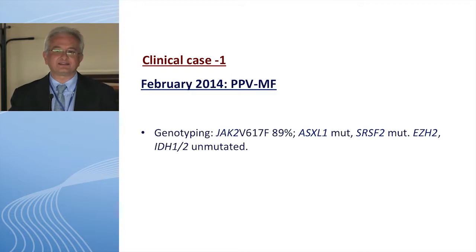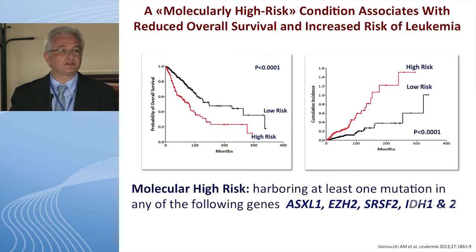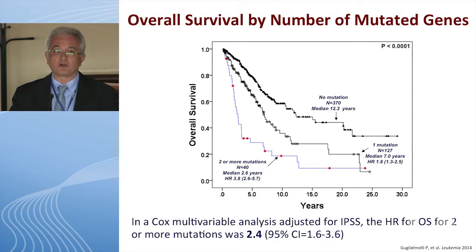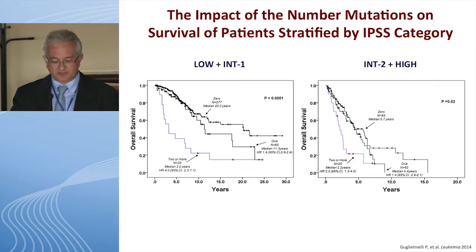And of course, we studied these patients because of our interest also in the molecular profile, and we found that this patient had a mutation in ASXL1 and also a mutation in SRSF2. According to the concept that I presented before, and I will go very quickly, this patient belongs to the molecular high-risk condition. He has 2 or more mutations, and so this is an additional negative prognostic risk factor for this patient.